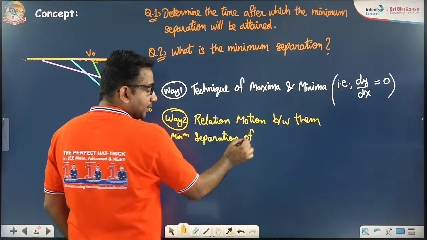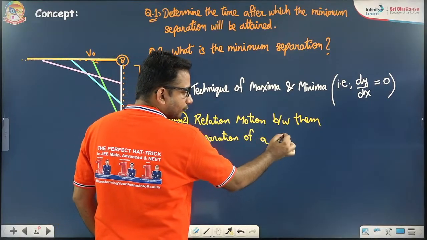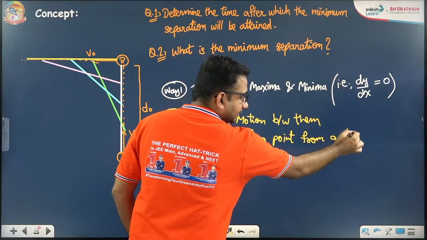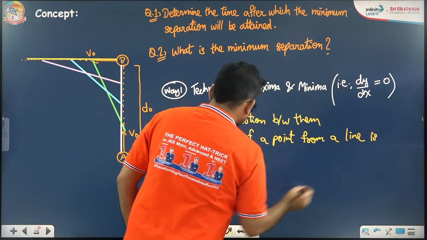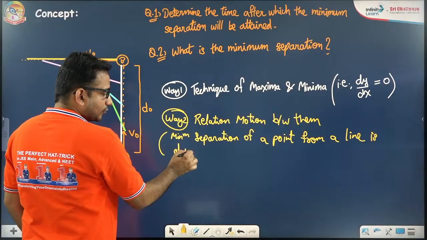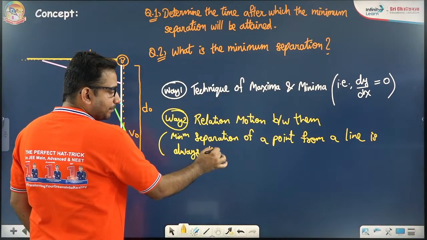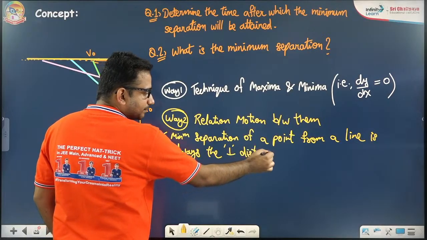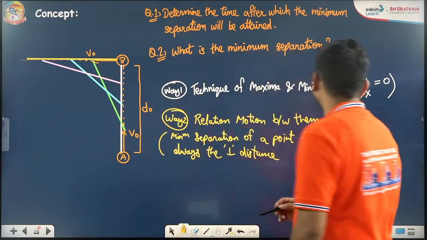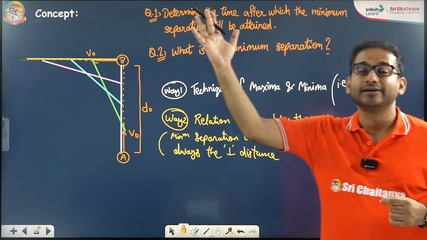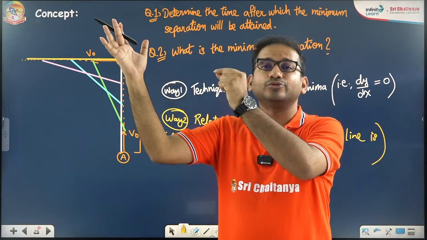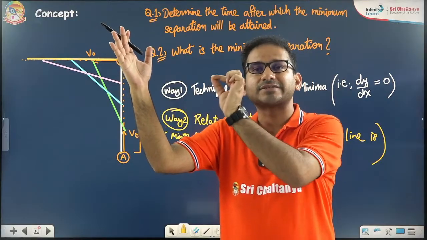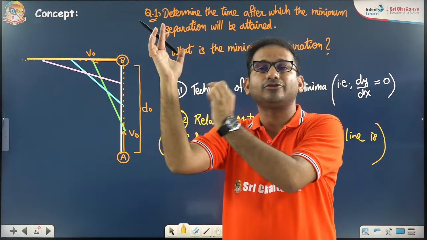of a point from a line. Minimum separation of a point from a line is always the perpendicular distance. You have learned this property since your childhood. There is a line, there is a point. If I have to find the minimum separation from this point in space to this line, I'll drop a perpendicular.